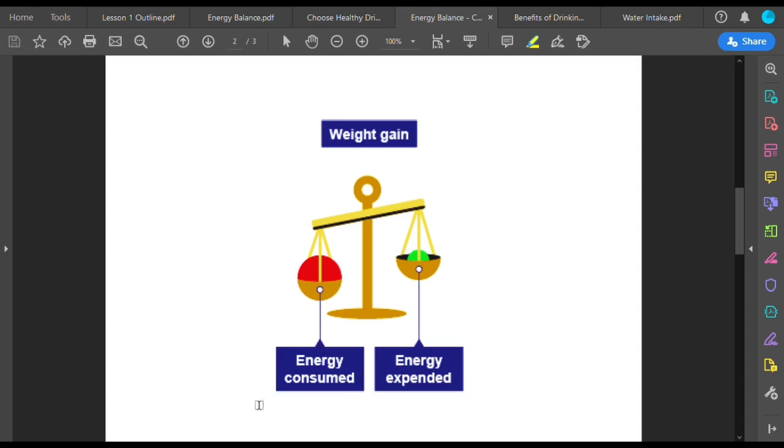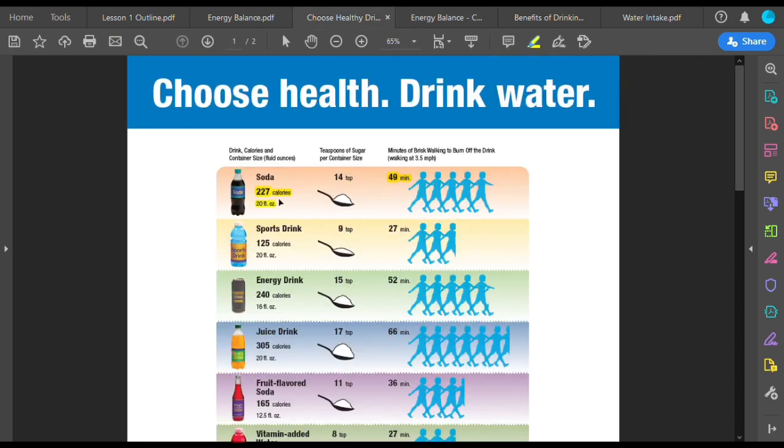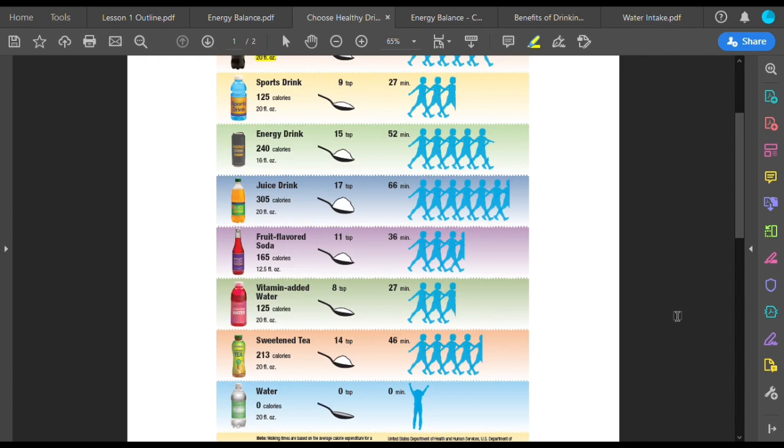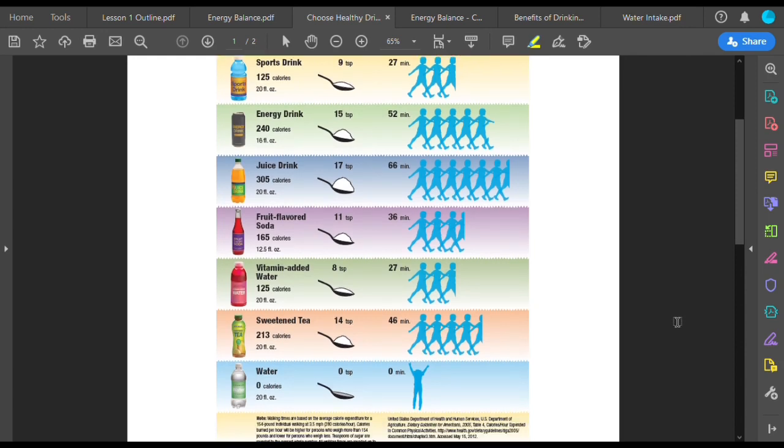What happens when we consume more energy than our body needs? That energy turns into fat and we gain weight. This means our energy is out of balance. Over time, drinking sugary drinks without increasing your physical activity will cause you to gain weight. This handout shows you how many extra calories you take in when you consume these sugary drinks. It also tells you how long you have to walk in order to burn off those calories. As you can see here, the healthiest drink option is water.